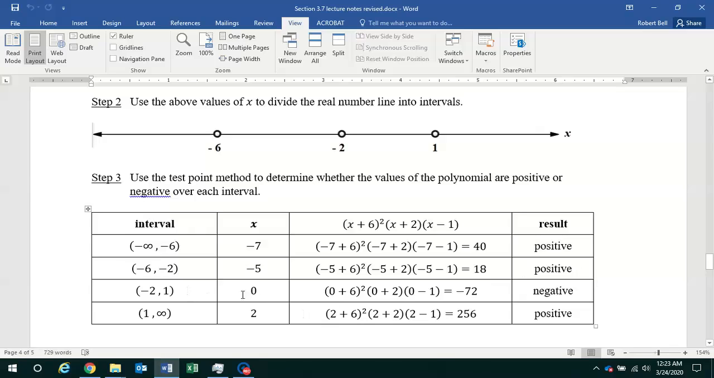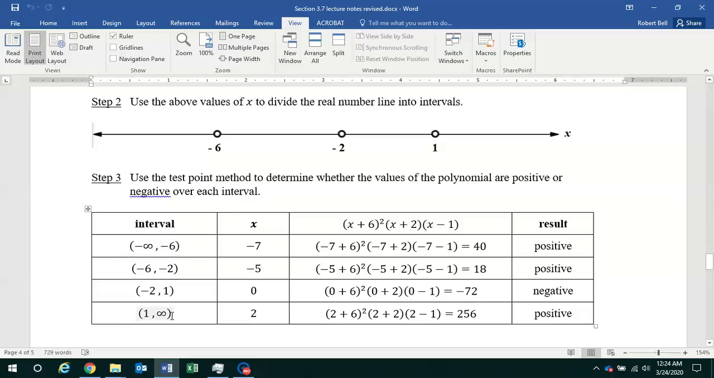In the third interval, I use 0 as my test point. And when I put 0 in for x up here, the value of the polynomial was −72. That's a negative value, and so that tells me any number that I put in for x up here greater than −2 and less than 1 will result in a negative value for the polynomial.